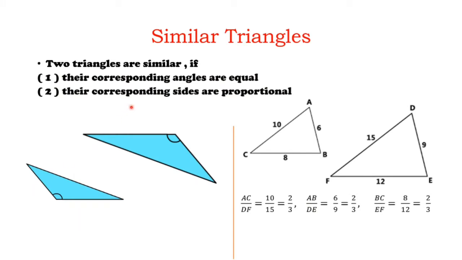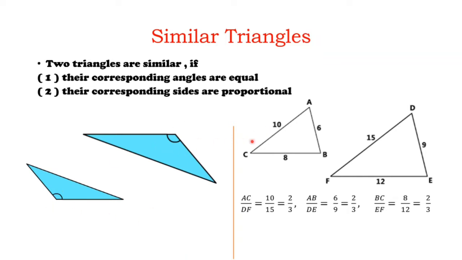Children, let's see now the definition of similar triangles. Two triangles are similar if their corresponding angles are equal and their corresponding sides are proportional. You can see in these two triangles, the triangles are of same shape but they are not of same size. Their corresponding angles are equal in measure, and the positions of corresponding angles are not the same.